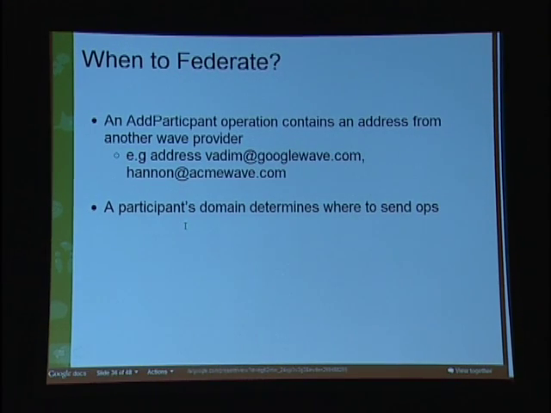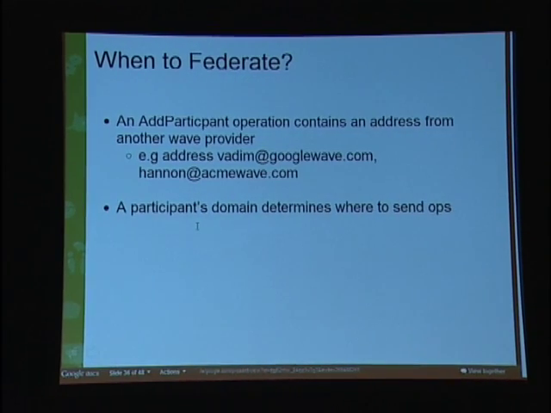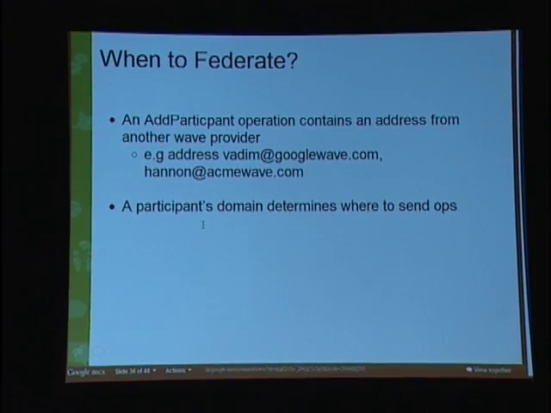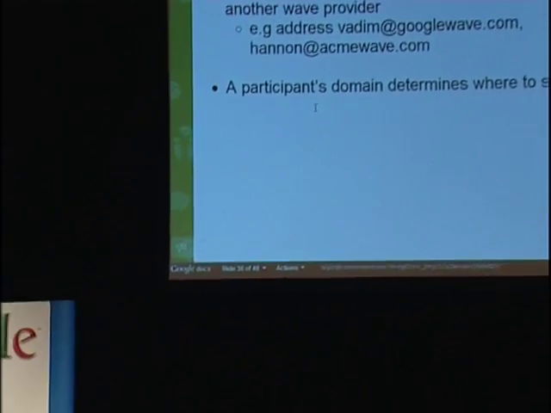How Wave servers know when to federate, where to send information from one server to the other, is basically by addresses. The wavelets have a domain, and when participants are added, the domain name also specifies where the wavelets for this particular user may be. A participant domain determines where to send the ops for this particular user.